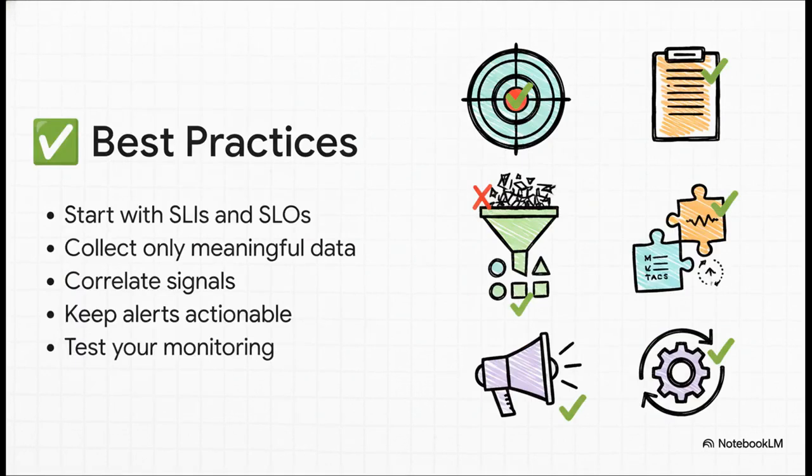So the key is to basically flip every one of those mistakes on its head. You start by defining your SLOs so you actually know what good even looks like. You collect data with a purpose, not just to hoard it. You build a system where you can jump seamlessly from a weird metric spike to the exact logs and traces for that moment. And finally, you have to treat your monitoring system like it's production code. You test it, you review it, and you're always making it better.